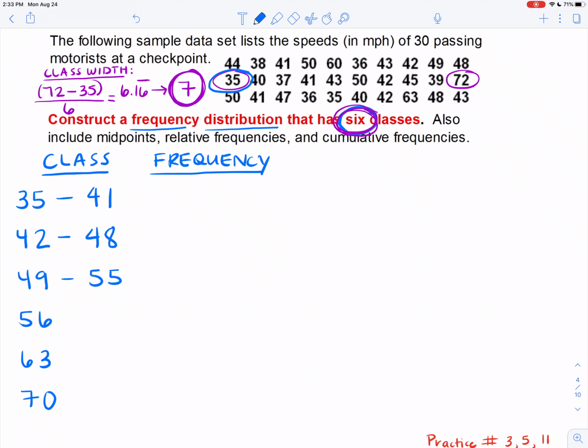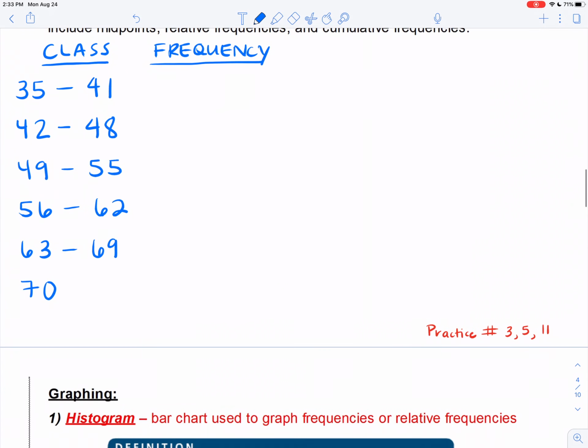And notice, as I'm doing this, looking at the start of the next class, I'm also still maintaining that width of 7, right? The difference between 41 and 48 is the width of 7. Between 48 and 55 is the width of 7. And that should happen because remember, you can look at any consecutive limits to see that width. You will need to make sure that it happens when you look at your last upper class limit.